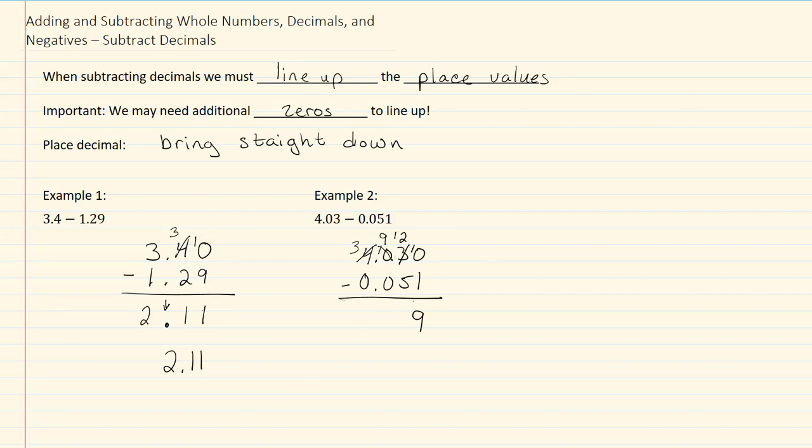So 12 minus 5 would be 7. 9 minus 0 would be 9. And 3 minus 0 will be 3. Bring my decimal straight down, and I'm going to have 3.979.